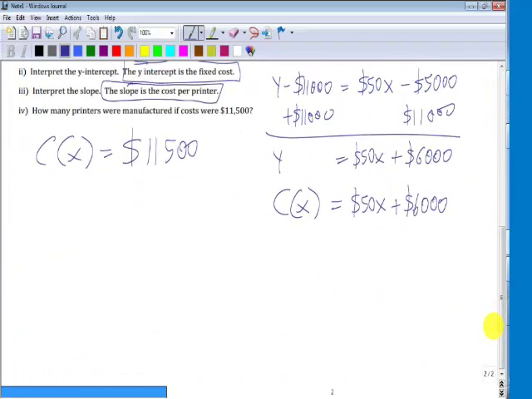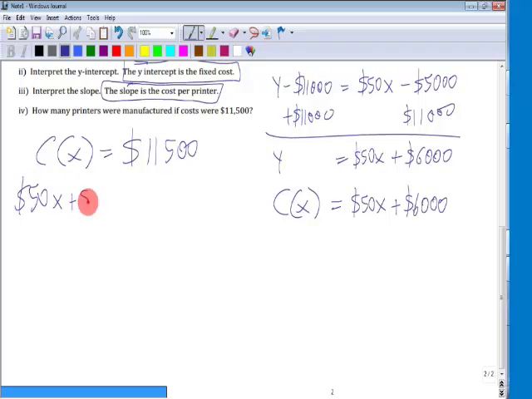That's $500 more than it cost when we were manufacturing 100 printers. So how many more printers could we manufacture for that $500? 10 more. So it's probably going to be 110 printers. Would that make sense? Manufacture 100 printers at a particular level and increase the cost by $500, you should increase the number of printers you can manufacture by 10. But let's go ahead and show our work here.